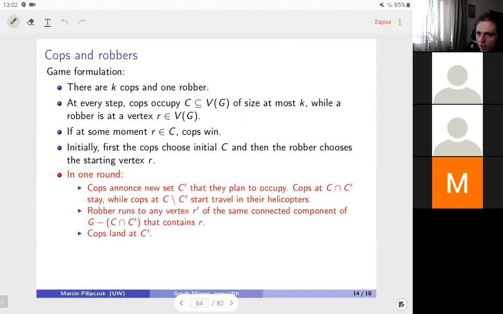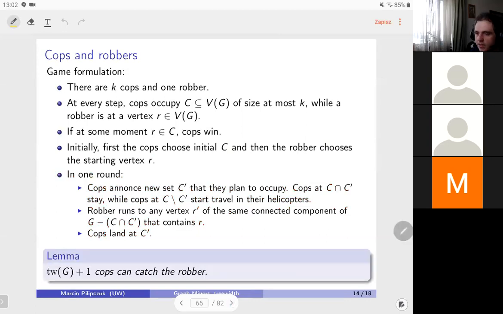And now, what I'm going to argue in a moment, by going back to the decomposition a bit, is that if you take the bag size of a tree decomposition, I want to convince you that a tree decomposition is a strategy for cops.